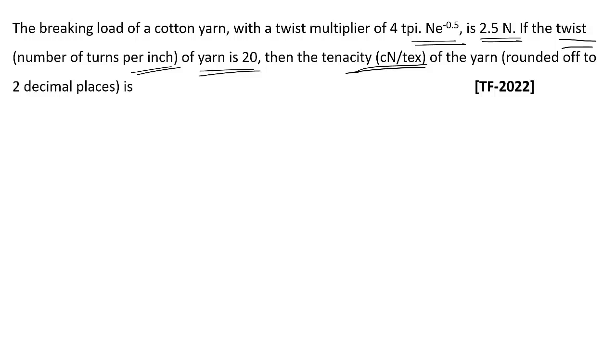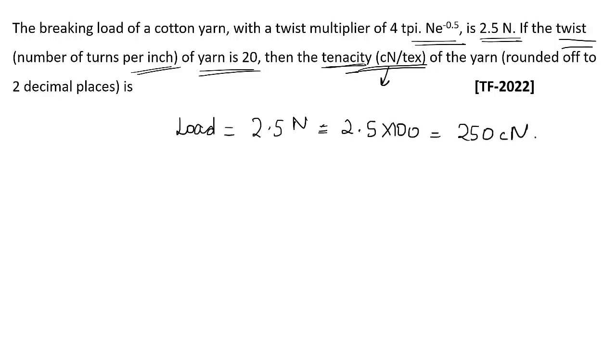This is very simple. The unit of tenacity is centi Newton per tex. Just calculate the load in centi Newton, that is the yarn breaking load, divided by tex, which is the yarn count. Just divide the load per unit count and it will come out to be tenacity. Load is 2.5 Newton; multiplying by 100, it comes out to be 250 centi-Newton.